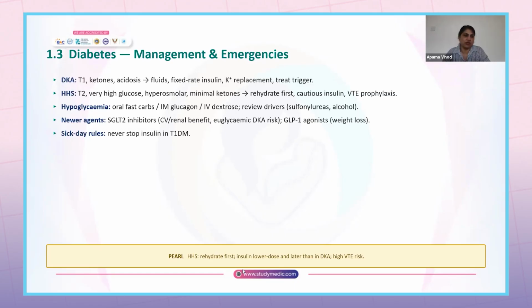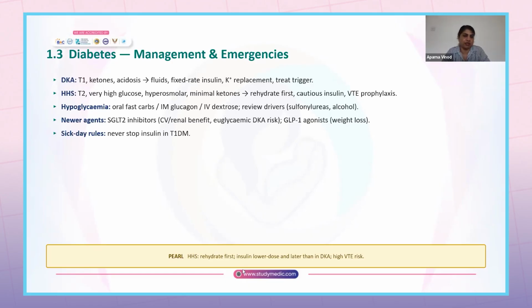Then you have HHS, which is usually seen in type 2 diabetes. They will present with very high glucose. So the primary problem here will be hyperosmolality. Because of the high glucose, they can go very high, but ketones will be minimal. So our priority will be to rehydrate first, cautious insulin and VTE prophylaxis, because they can go in very easily for stroke because of hyperosmolality.